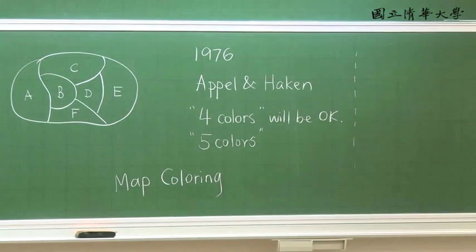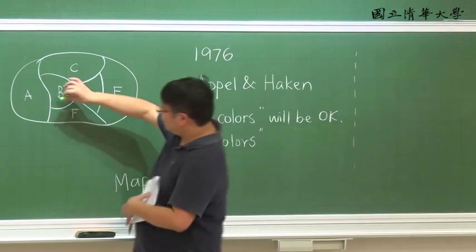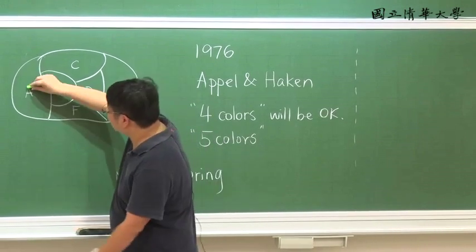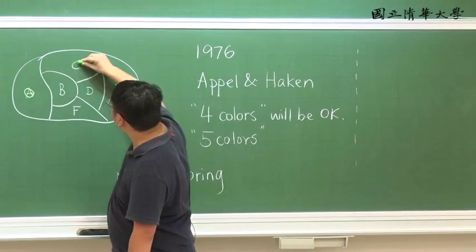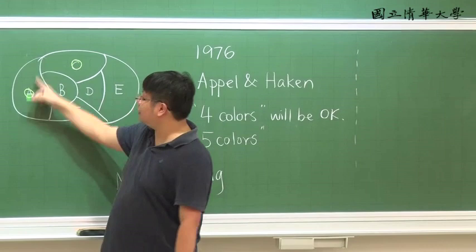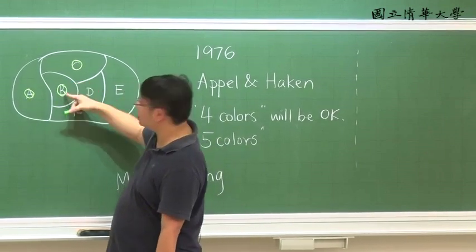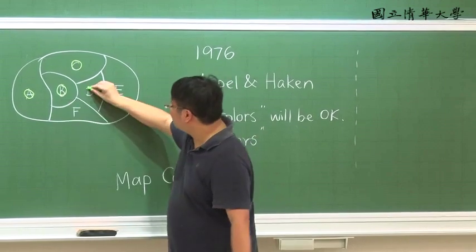So let me use a green one. Okay, so you imagine, for each country there is a capital. This is the capital city of the country. For instance, this is England, and this is London, and then let's say this is the U.S. and this is Washington D.C.